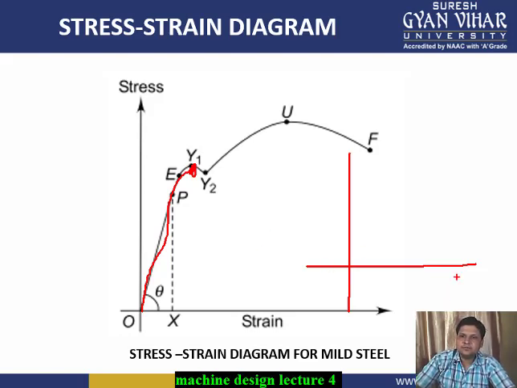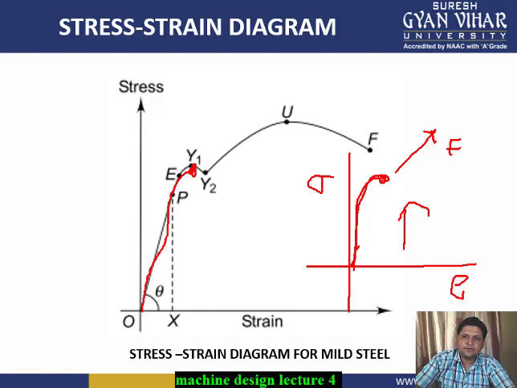So in case of brittle material, if you make a graph between stress and strain, you will get a curve like this, only this much. This will be the failure point. So you can see, guys, here the curve for brittle materials.